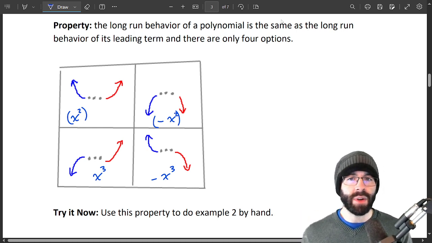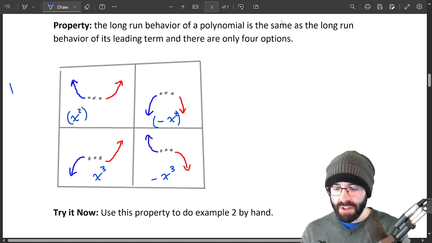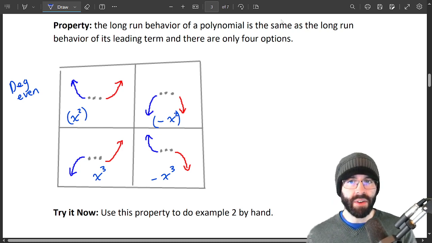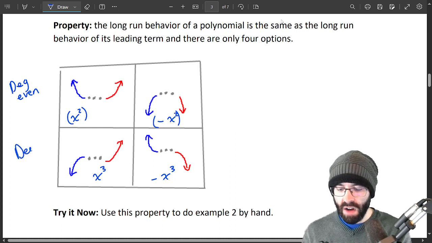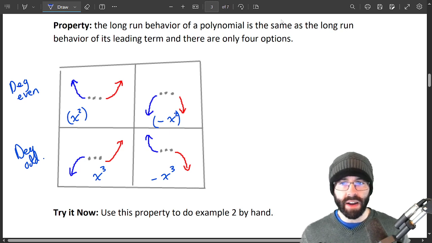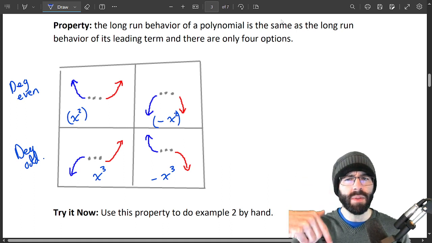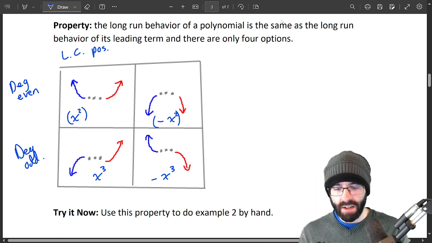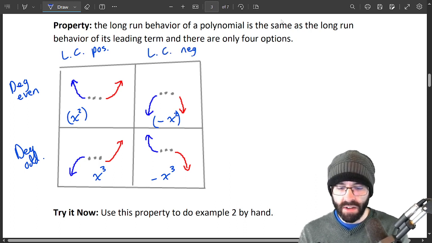So that's how we can find out which one is which. If our degree is even, it'll look like one of these two. Either going up at the ends or going down at both ends. If the degree is odd, well, then it's going to go in opposite directions. What determines whether it goes up or whether it goes down? The leading coefficient. If the leading coefficient is positive, it goes up. If the leading coefficient's negative, it goes down.